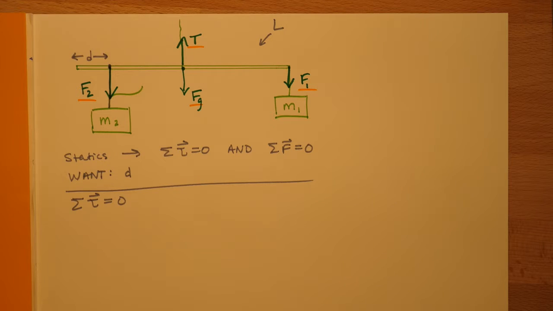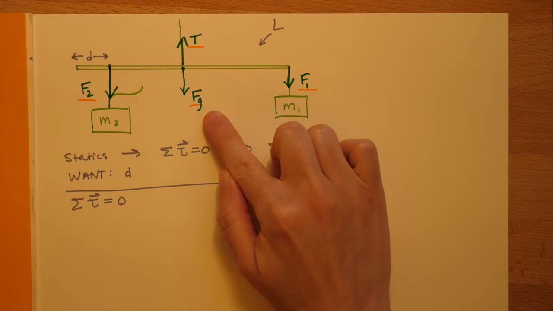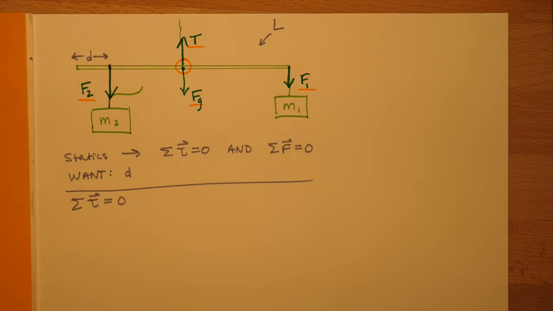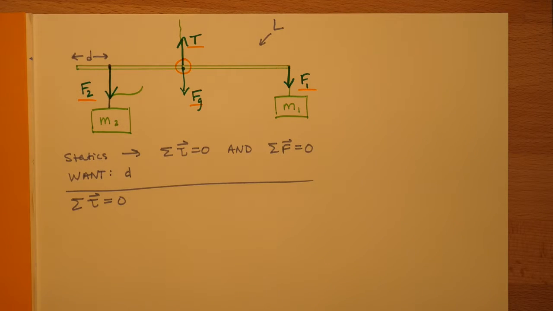Now we need to pick our pivot. We don't know anything about the tension and we don't know anything about the mass of the stick. So I'm going to pick my pivot to be the point where the string is attached so that those two forces don't contribute anything to the torque. And we'll see why they don't contribute anything to the torque in a second.